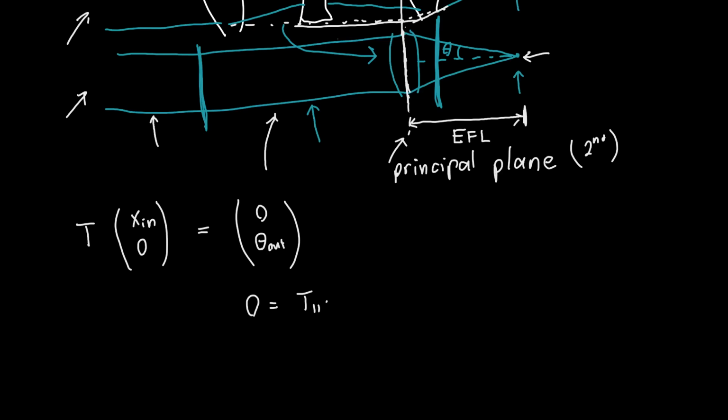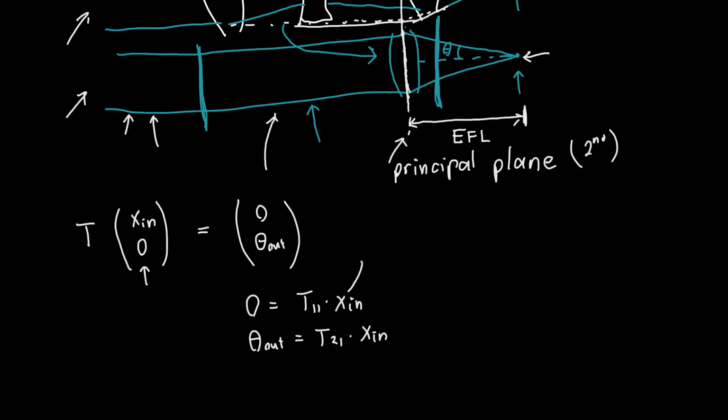In other words, we can write out this system of equations as 0 is equal to t11 times x in, and theta out is equal to t21 times x in plus t22 times theta in. And just for completeness, I should also have t12 times 0. But we can erase both of these because they're 0. Theta in we've defined to be 0 because we're sending in parallel rays with no angle.